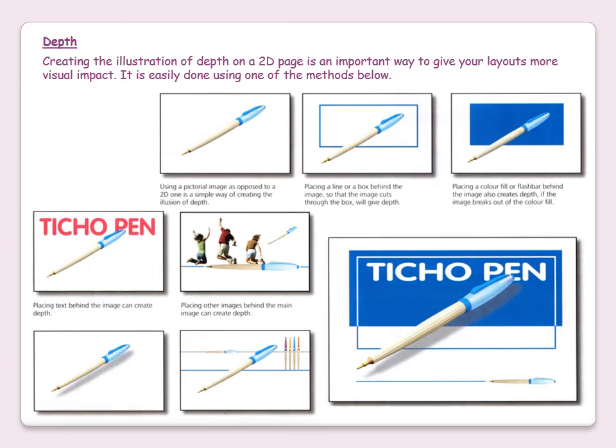Placing a colour fill or flash bar behind the image also creates depth if the image breaks out of the colour fill. Placing text behind an image can create depth. Placing other images behind the main image can create depth. Creating a drop shadow behind the image can create depth. Or using a combination can help to create depth in a page.